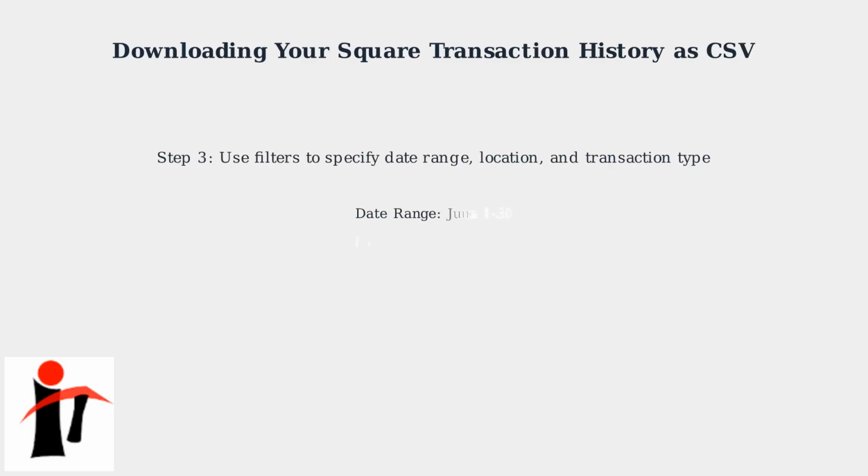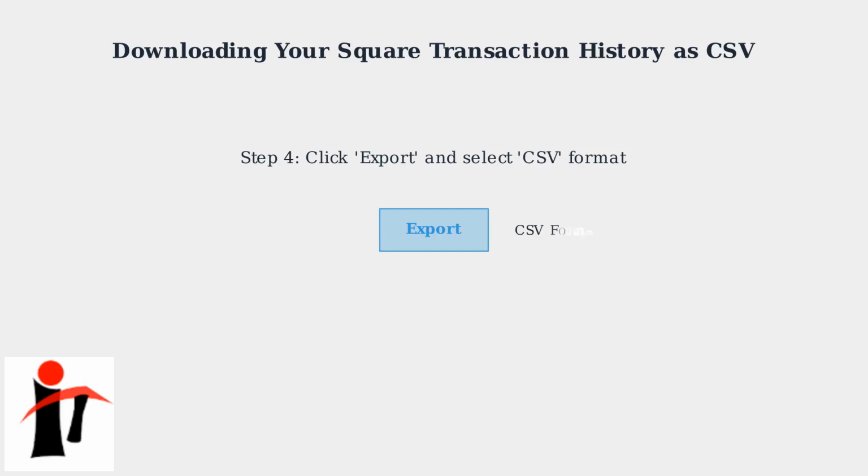Apply filters to narrow down your data. Select the desired date range. Choose a specific location if you have multiple, and pick the transaction type you want to export. Once your filters are set, click the Export button.